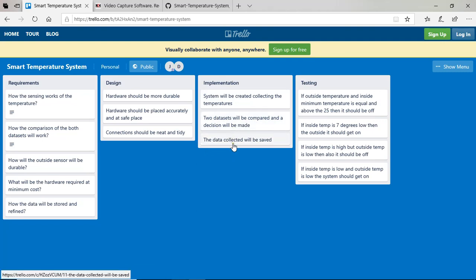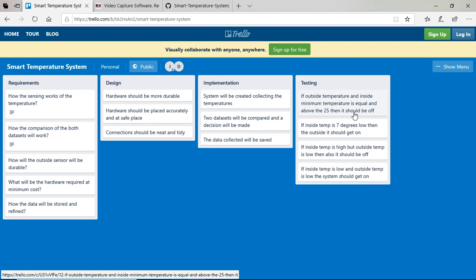And the other thing is data will be saved. Here we are using an SD card to save the data. And in testing, we checked out all those things we mentioned in the code. Like if the outside and inside minimum temperature is equal to or above 25, then it should be off. I mean, the appliance should be off, right? Here we are using an LED, so that means the LED should be off.